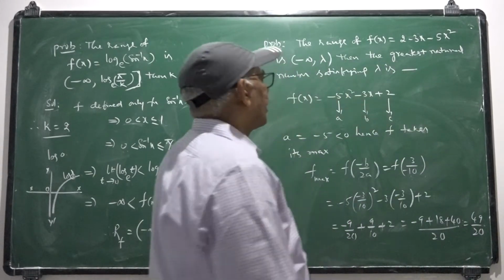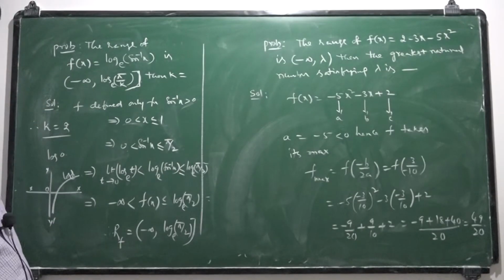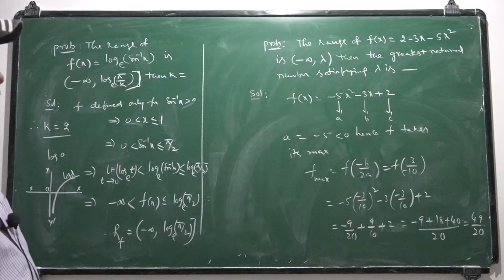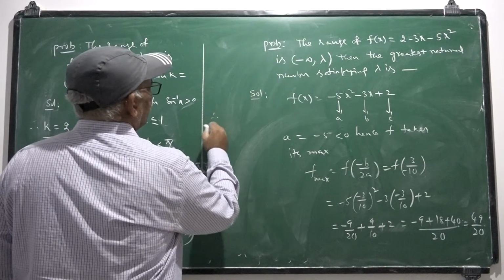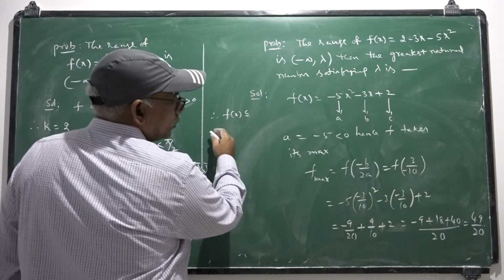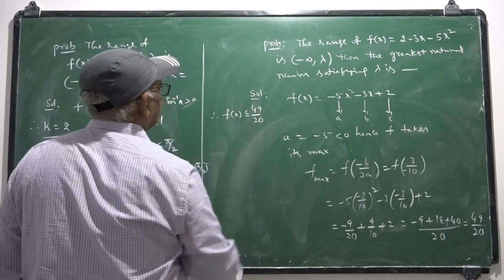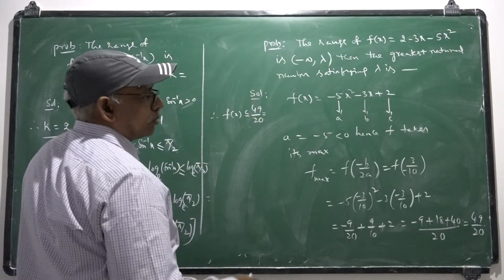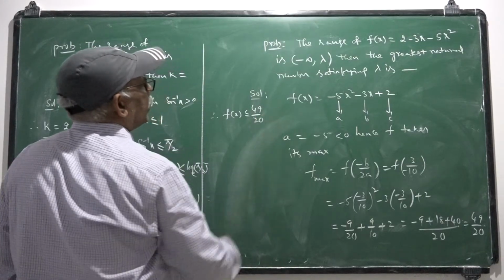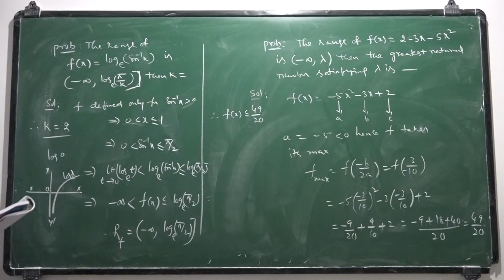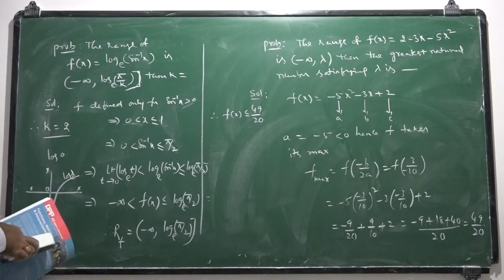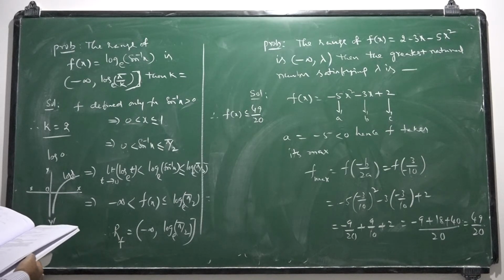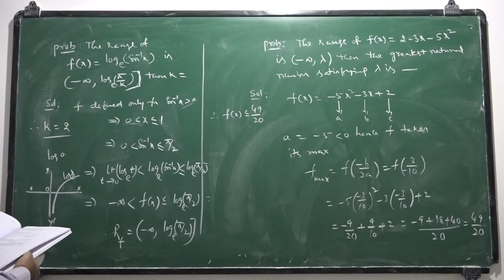So the maximum value of f(x) is this. So f(x) is less than or equal to 49 by 20. 49 by 20 is 2 point something, which is less than 3. The greatest natural number satisfying lambda is 3. So the greatest natural number that lambda takes is 3.